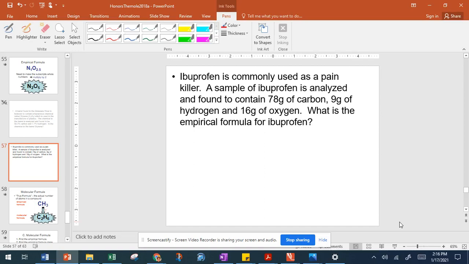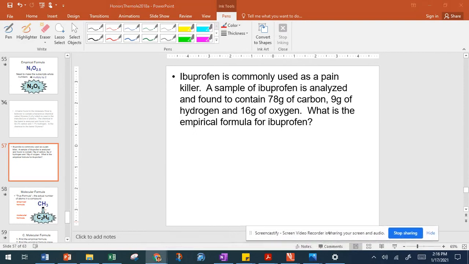Okay, so let's look at another problem now. So here we have a problem with ibuprofen. This problem tells us we have a sample containing 78 grams of carbon, 9 grams of hydrogen, and 16 grams of oxygen. So remember in our last problem we were given percentages. This time we're given grams. So we're going to start with these. We do not have to calculate percentages. So we can start with 78 grams of carbon and then 9 grams of hydrogen and then 16 grams of oxygen.